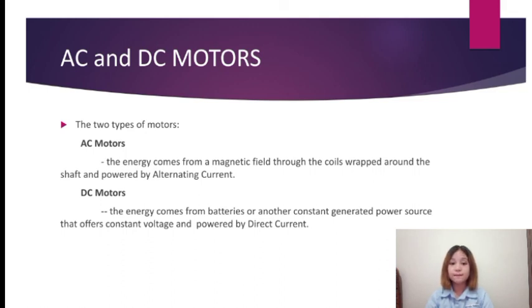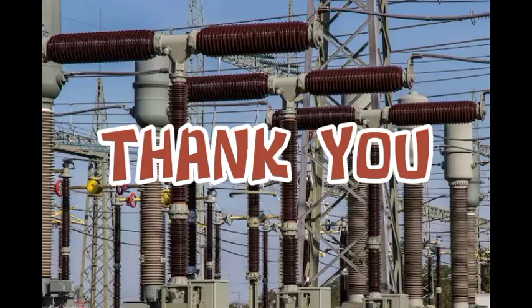DC motors, the energy comes from batteries or another constant power source that offers constant voltage and power by direct current. While DC motors are available only in single-phase configuration and have several parts like bearing, shaft, and gearbox.